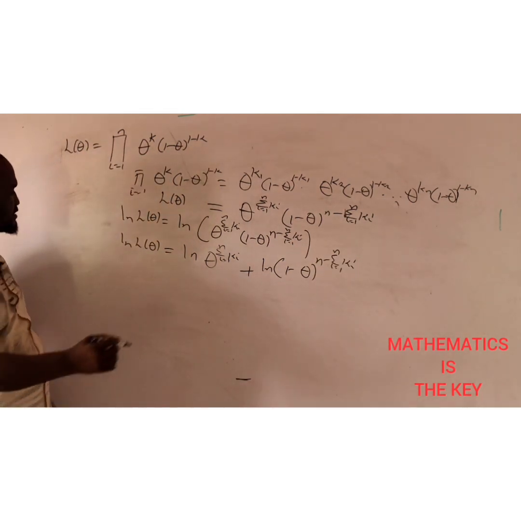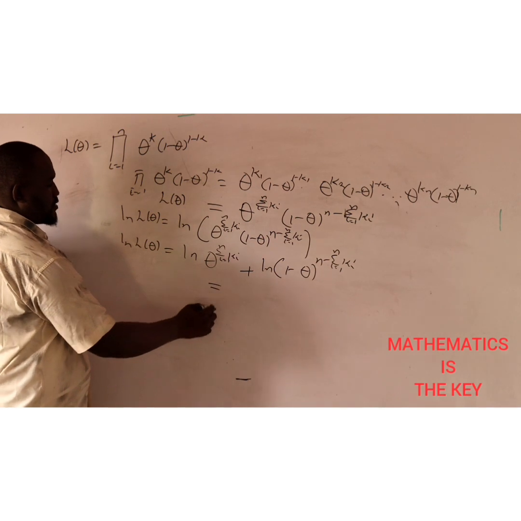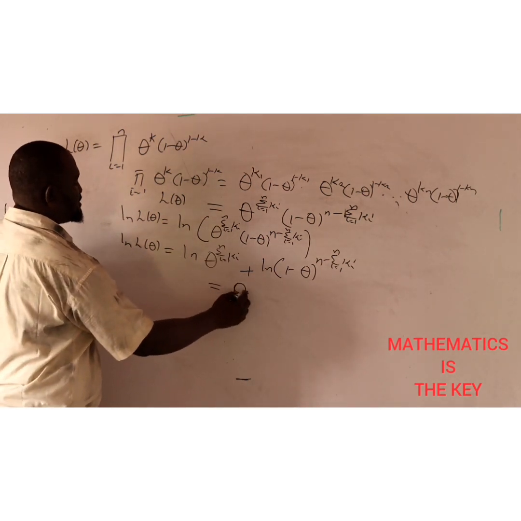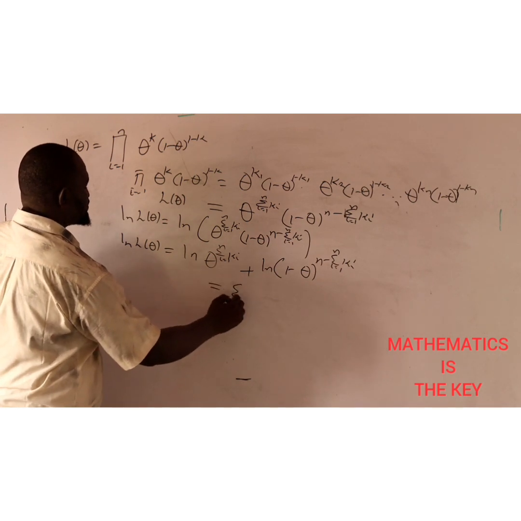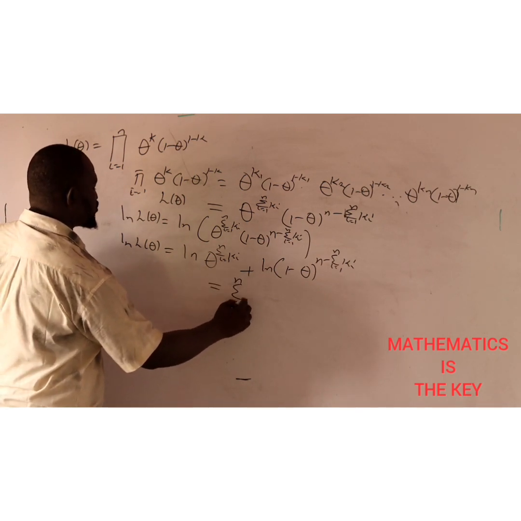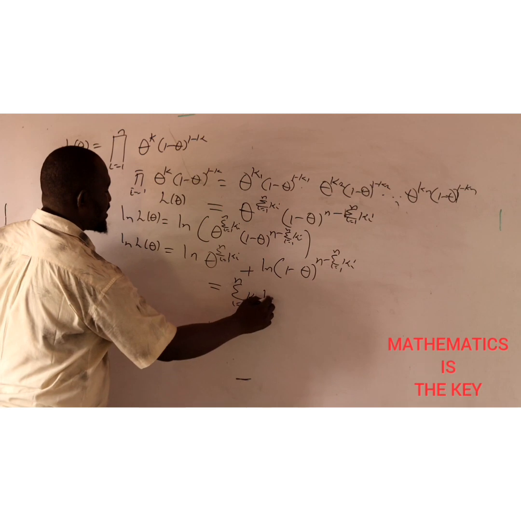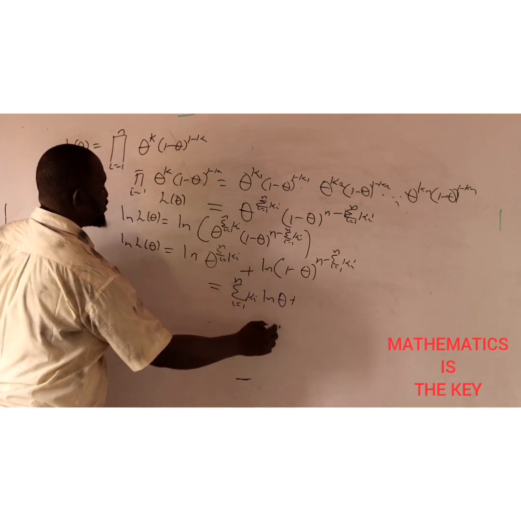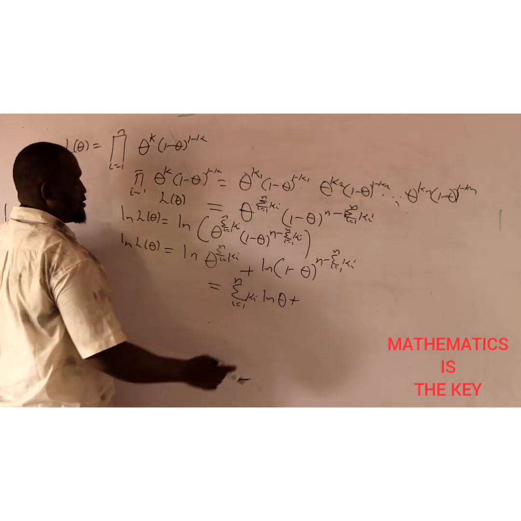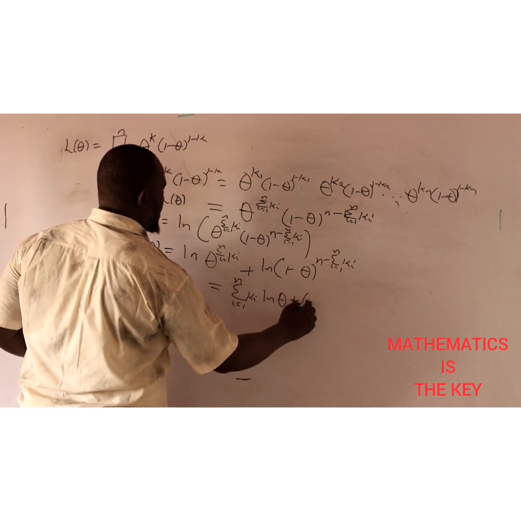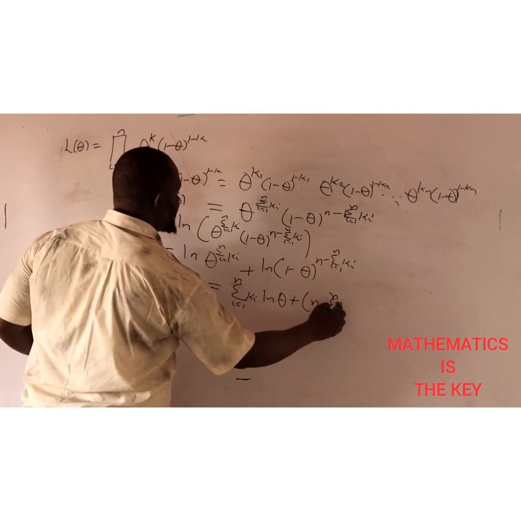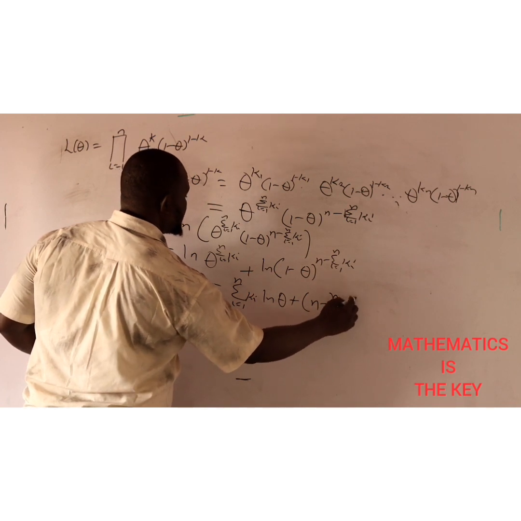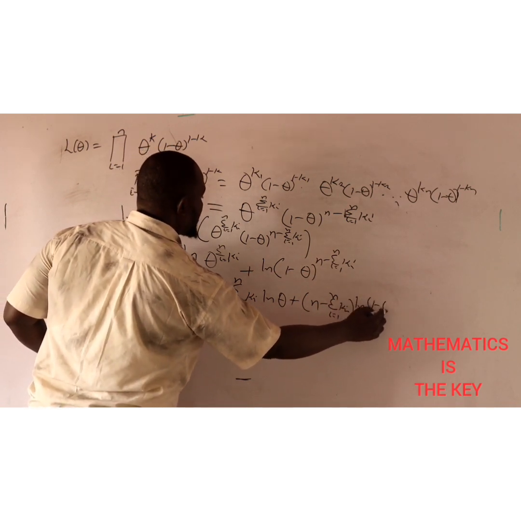And simplifying this, the power will come down. We have theta. When the power comes down, we have summation from i equals 1 to n of ki, then ln theta plus. When this power comes down here, we have n minus summation from i equals 1 to n of ki, ln of 1 minus theta.